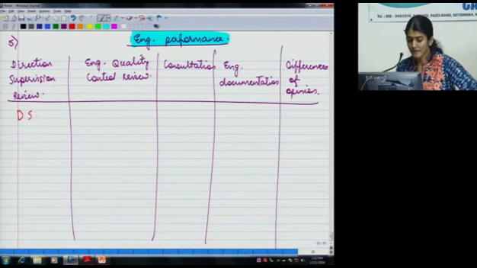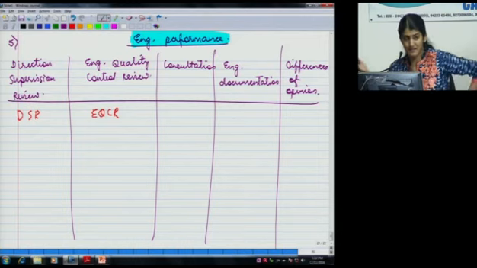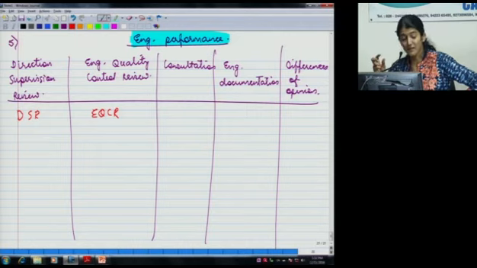So we have DSR, then EQCR, then consultation, engagement documentation, and then the differences of opinion. Are you getting? DSR, then EQCR, then consultation, then engagement documentation, then differences of opinion. Now this DSR is again a frequent term which we use in the audits now, year onwards in the standard. Like, sufficient appropriate audit evidence. So we keep on using it at other places, AFRF and so. So similarly this DSR, direction, supervision and review.